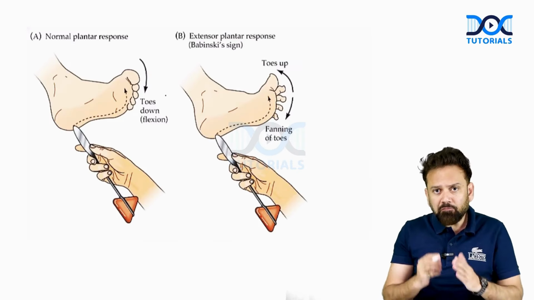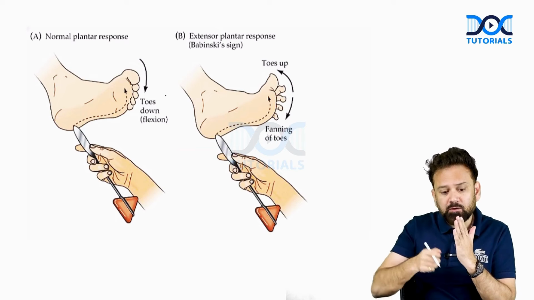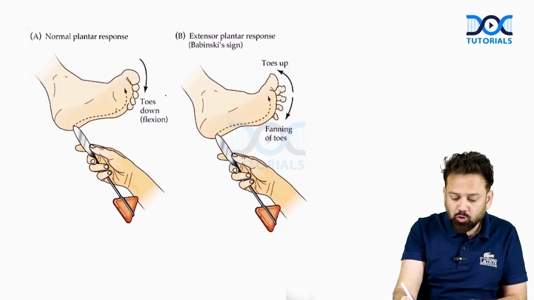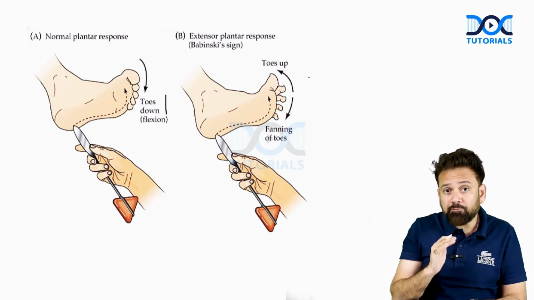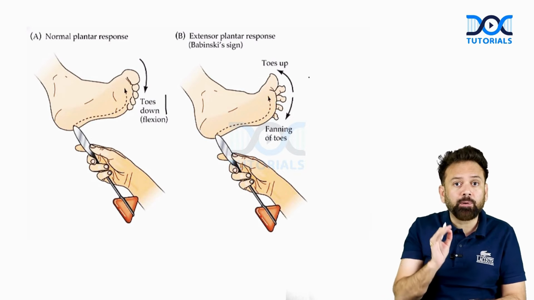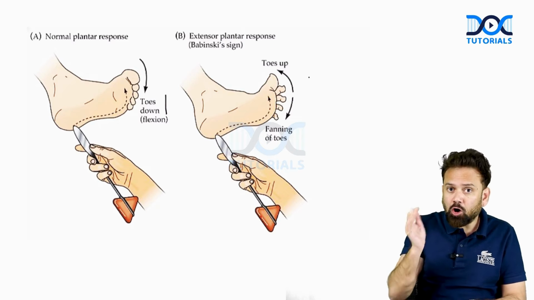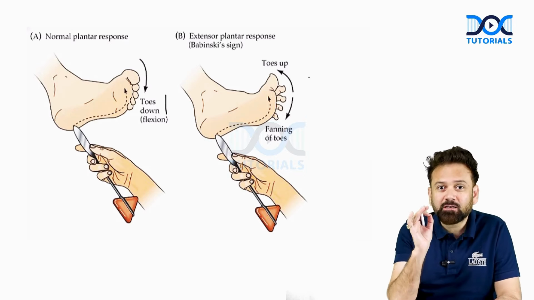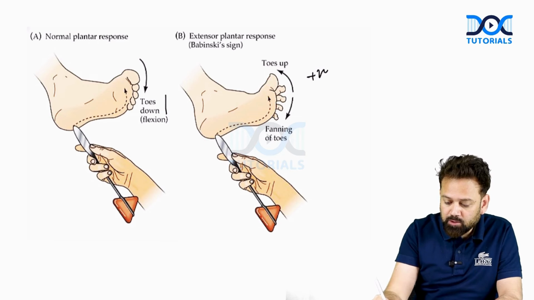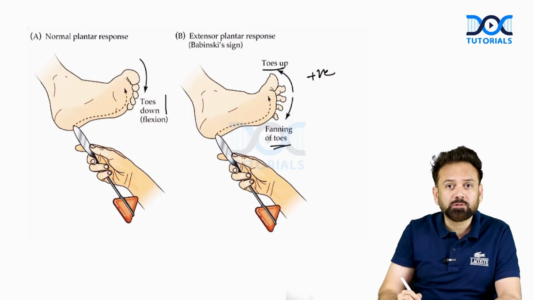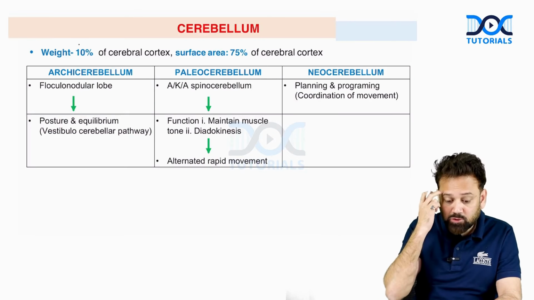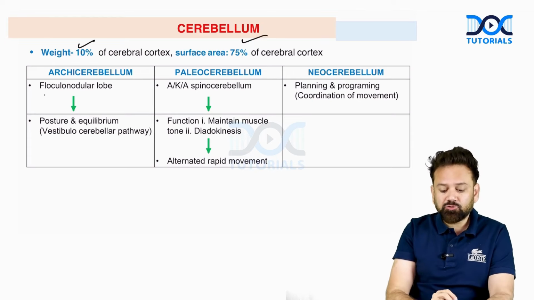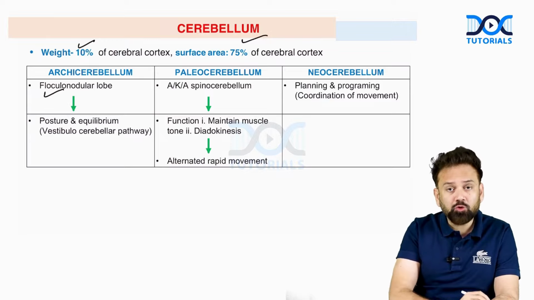Now, see this diagram. When we are stroking from the lateral side of the foot, what we will see? In the normal plantar response, toe will go down, flexion. But if Babinski sign is positive due to upper motor neuron lesion, or in an infant less than 1 year, because of incomplete myelination, Babinski sign will be positive. Toes will be up and fanning of the toes. Is this clear?